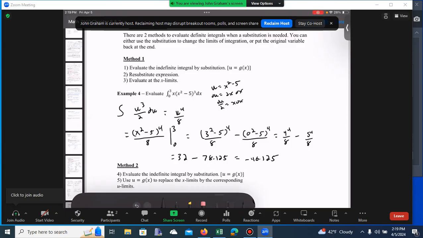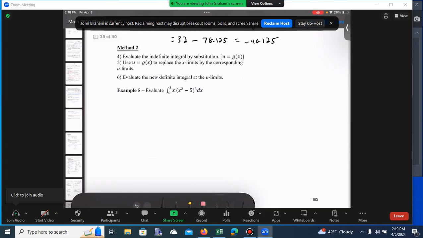Okay. Now we'll do method 2. And here we do find new limits. So we start with the same u substitution. And you find du, so 2x dx. And we're still going to have to divide by the 2, so you have du over 2 equal x dx. The u substitution actually stays exactly the same. That won't change in this case. So we'll have the integral of u to the third du, and then that's over 2.